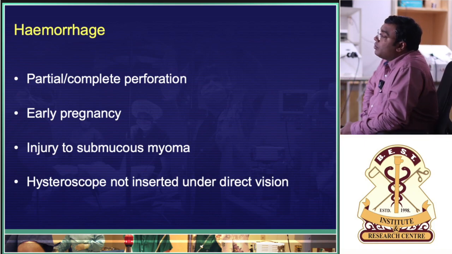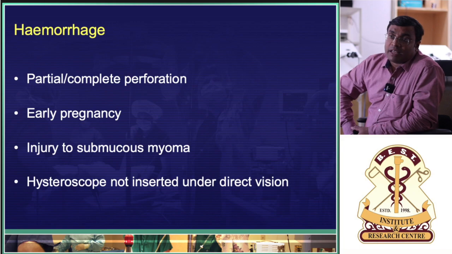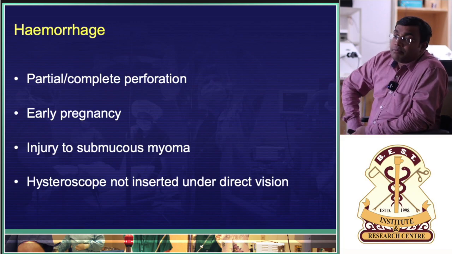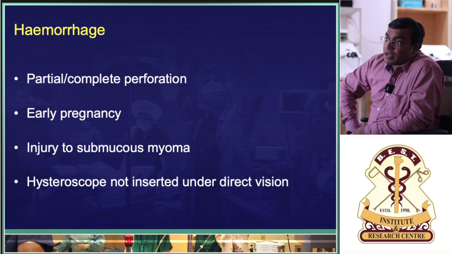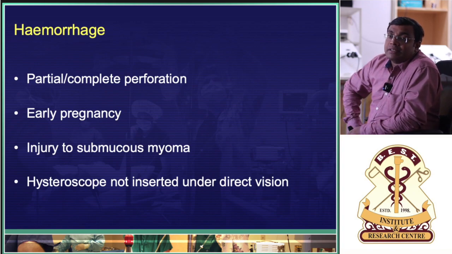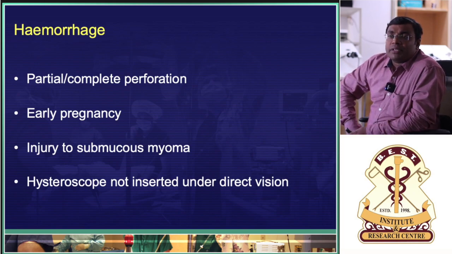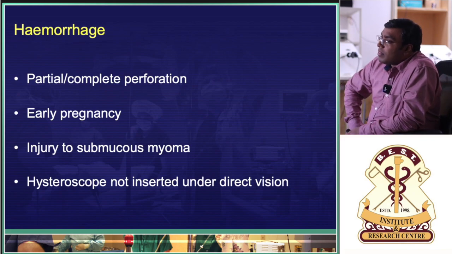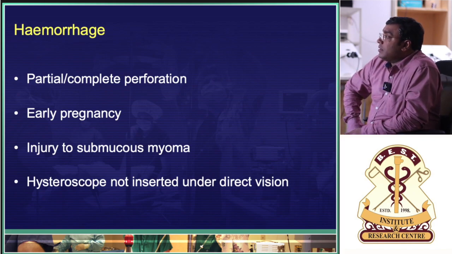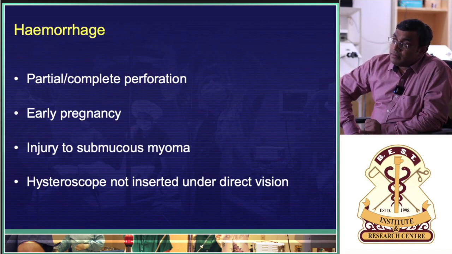So when you are doing a hysteroscopy, if you find bleeding through the cervical canal, probably it can be a partial perforation or a complete perforation. What you do is immediately abandon the procedure. Monitor the patient's vitals. If the patient is stable, no need to do anything. Laparoscopy should be done only when the patient is unstable.